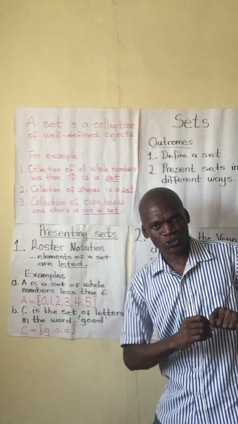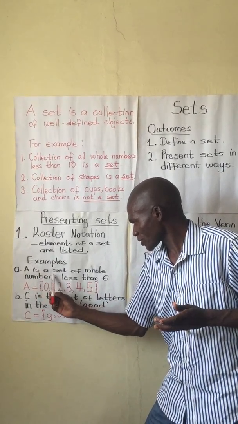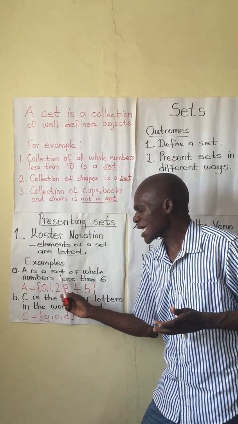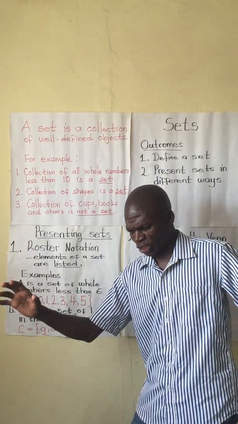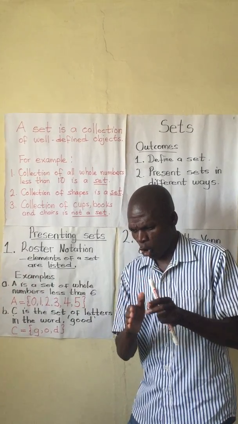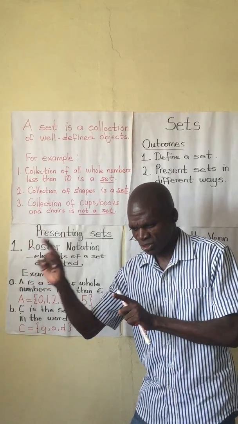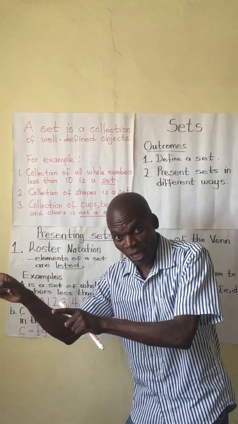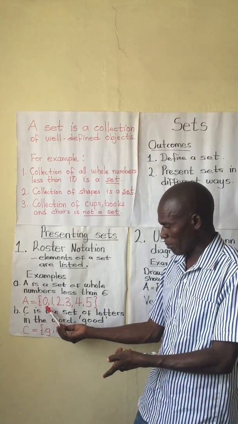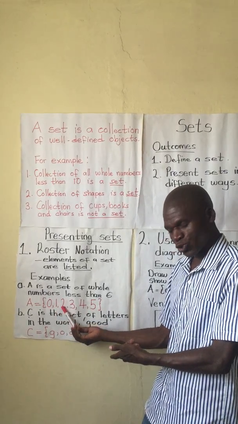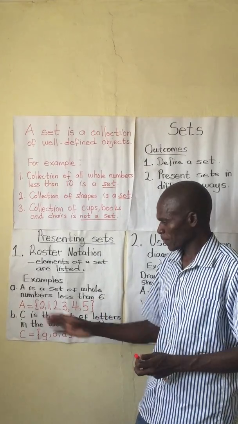Two examples are here. A is a set of whole numbers less than 6. Here is a collection of numbers, whole numbers less than 6. So 6 should not be there. We start with 0. You can see there's a comma, 1, comma, 2, comma, 3, comma, 4, comma, 5.